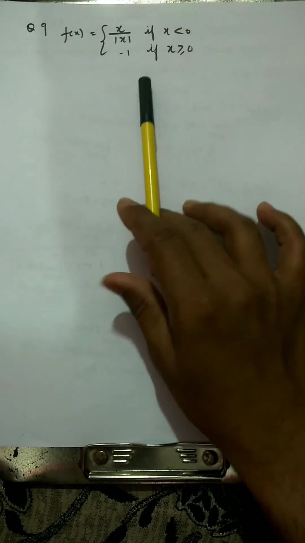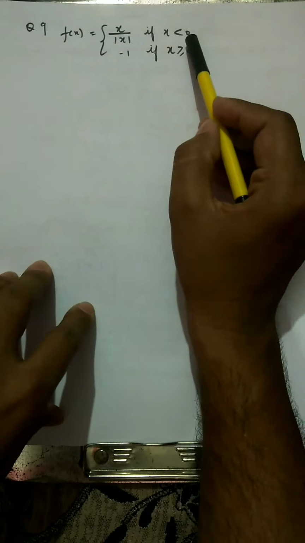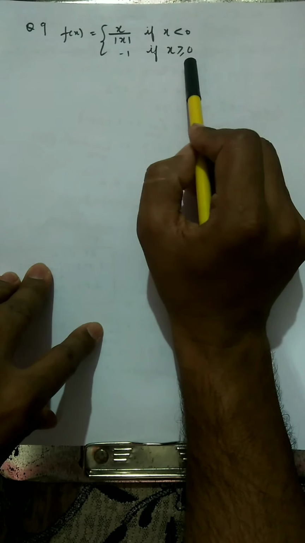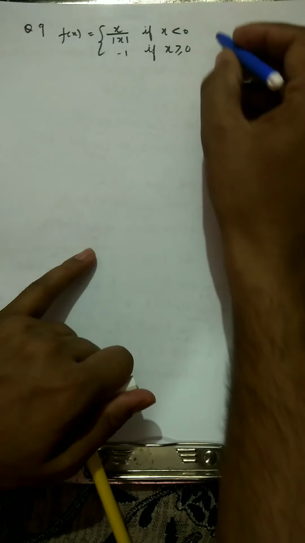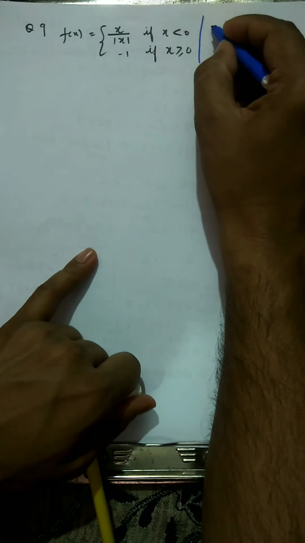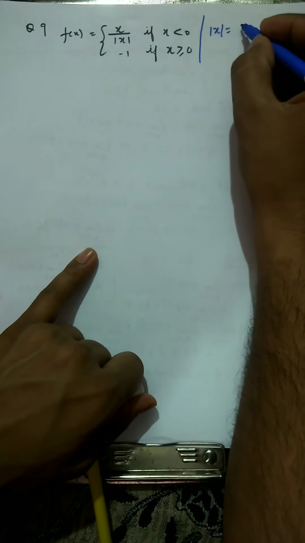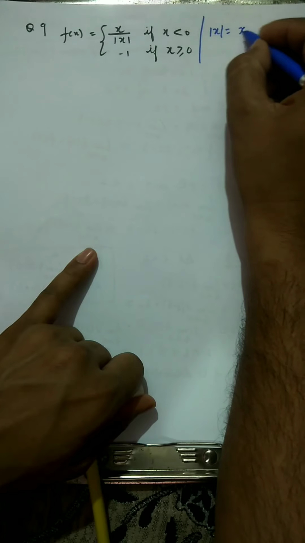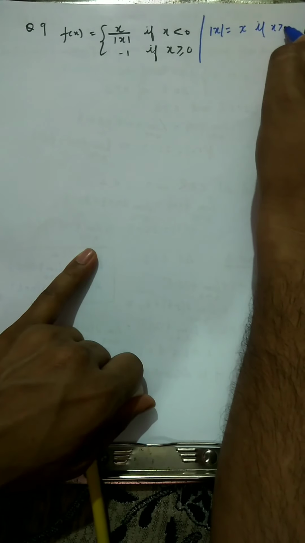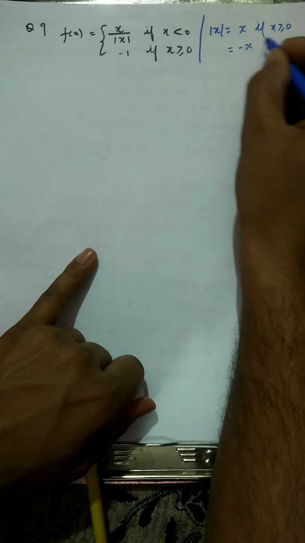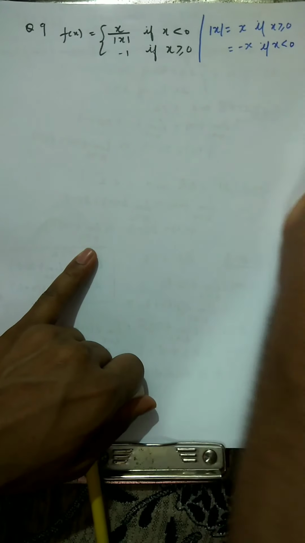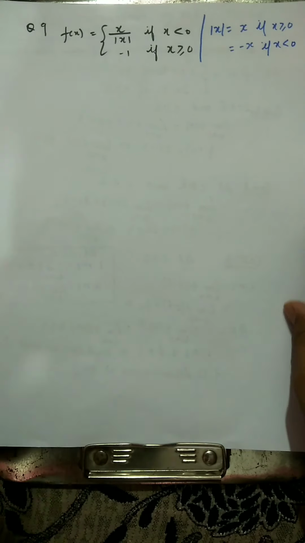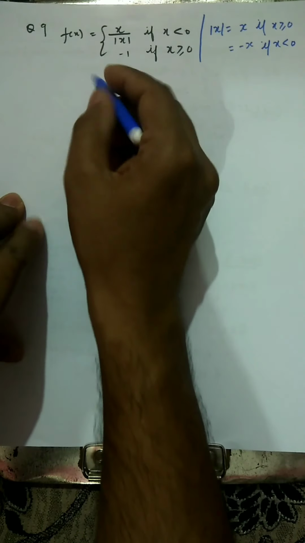Now we discuss this: f(x) equal to x upon mod x if x less than 0, and minus 1 if x greater than or equal to 0. So here in the corner I would like to define the modulus function. Remember this, how we define the modulus function in class 11th and in class 12th. Mod x equals x if x greater than or equal to 0, and equals minus x if x less than 0. So if we know this basic fact, then we can convert this function again.